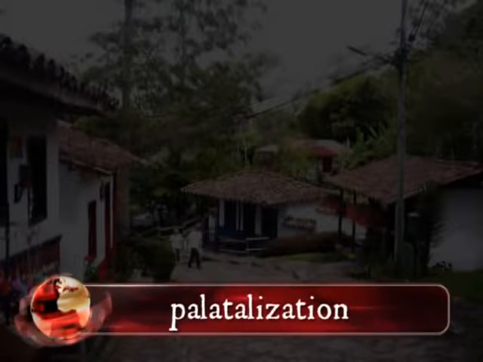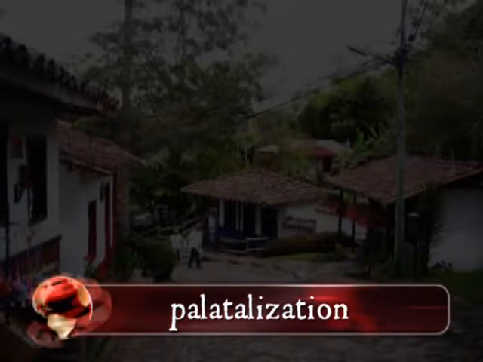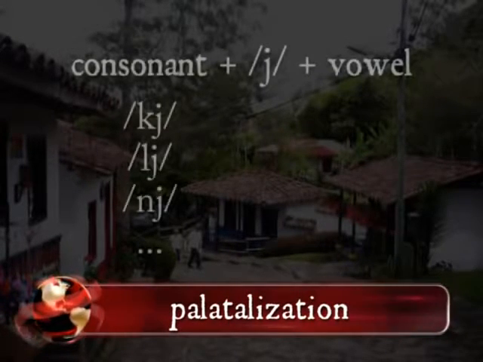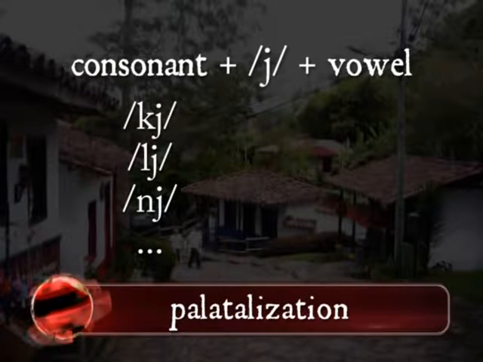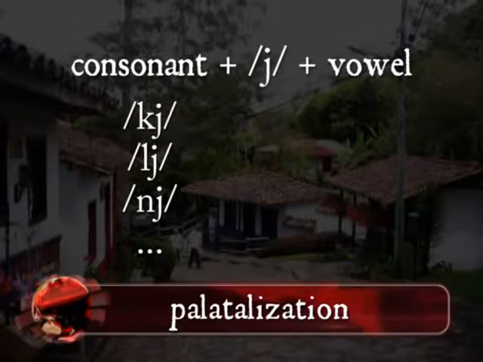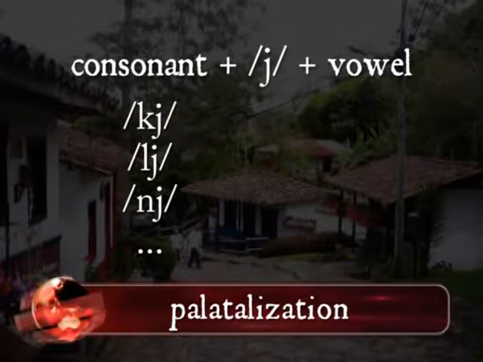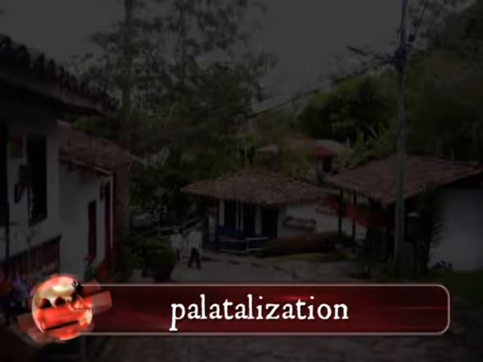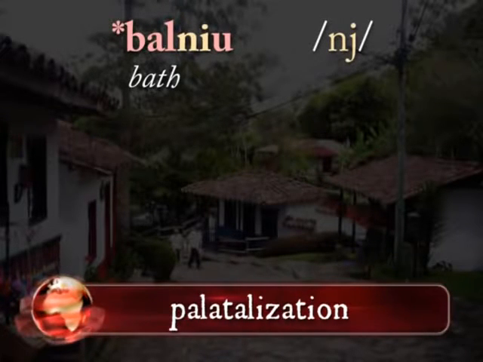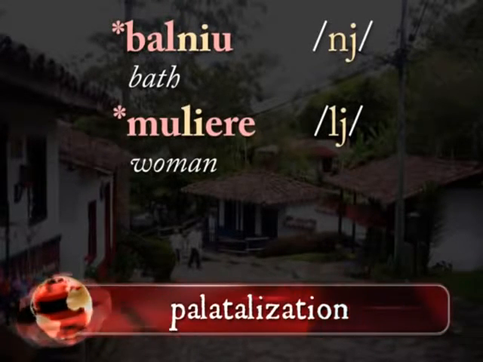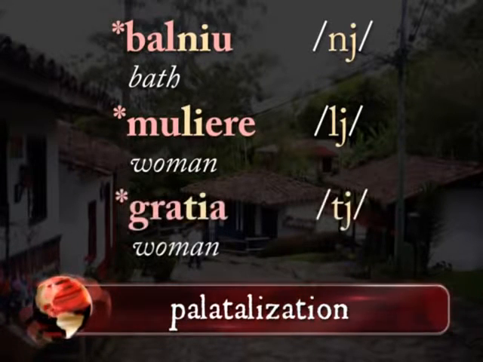C and G are examples of palatalization. Vulgar Latin consonants turn palatal by pronouncing a short y after the consonant and before another vowel. This Y sound is written with an I or sometimes a J. So N is palatalized in the word bagno. L gets palatalized in muliere. T is palatalized in gratia.